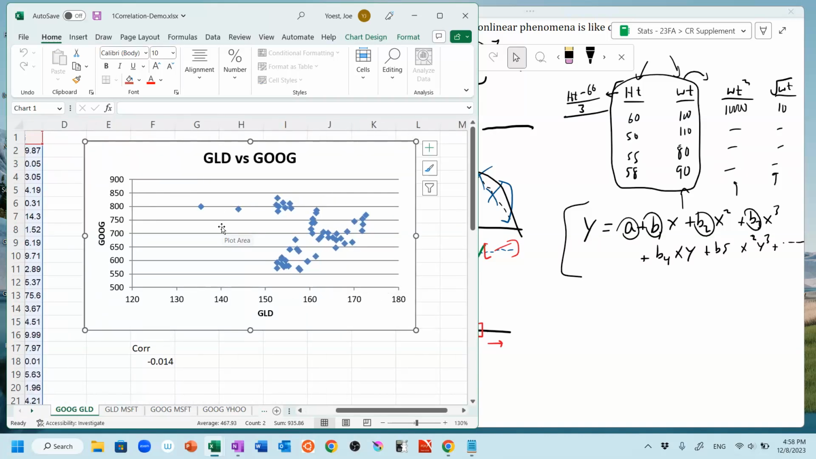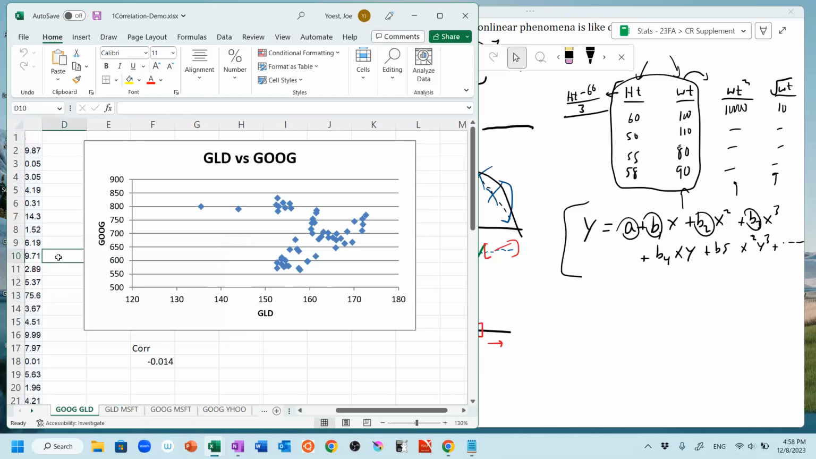And if I look at this scatter plot, it looks like there's really not much of a relationship at all here between gold and Google. And that's the first thing we're going to do. We're just going to look at these scatter plots for some different choices of variables and see whether we just kind of think there's a relationship or not.